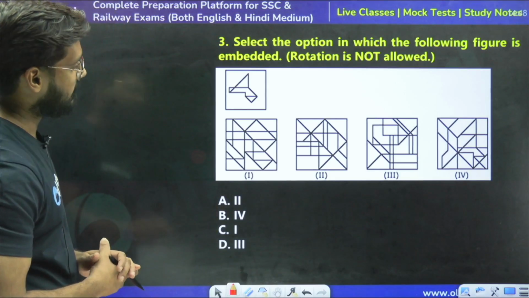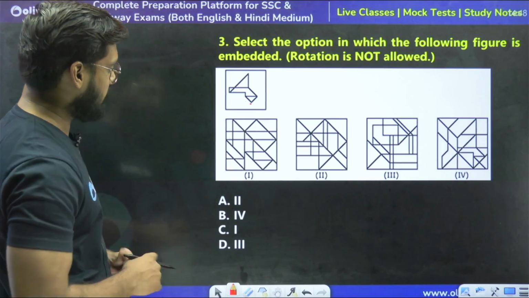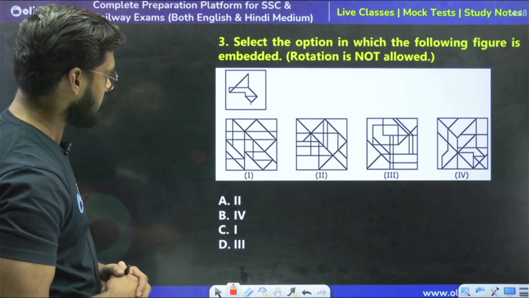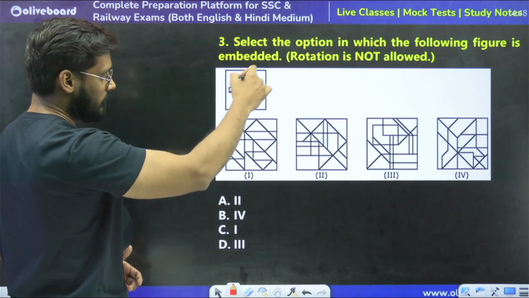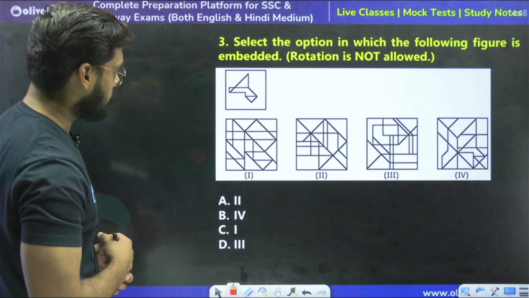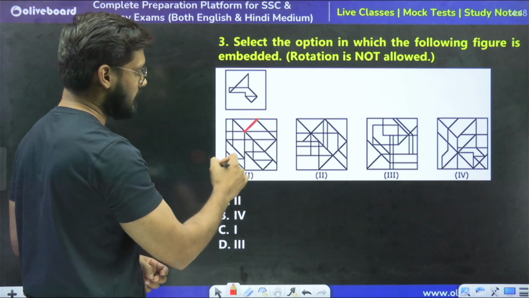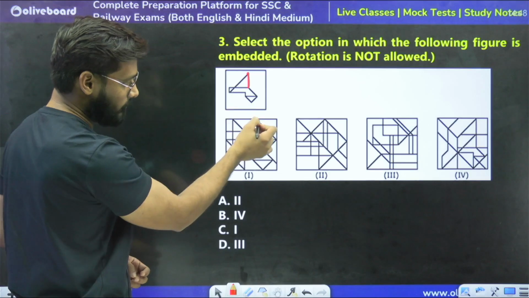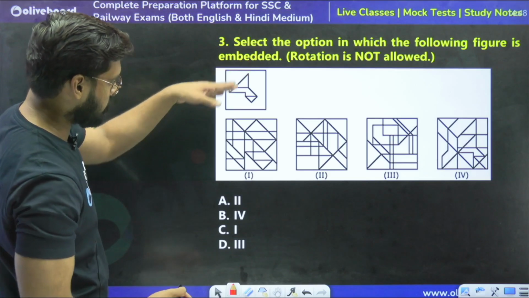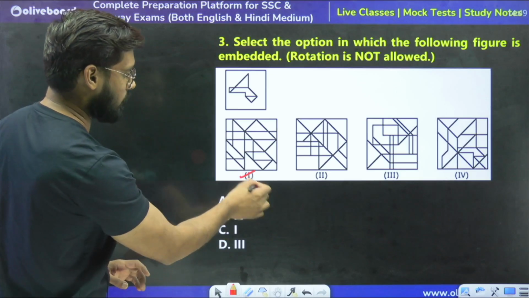So, in which figure is this kind of figure embedded? Okay, let's see. Let's find this triangle. Where can we find this triangle, hanging in the downwards direction, or we can find this diagonal as well. So if I am finding this diagonal like this, then we should have a perpendicular, but we are not having a perpendicular anywhere. So can we find this hypotenuse anywhere? We cannot see it anywhere. So 1 is the wrong one.